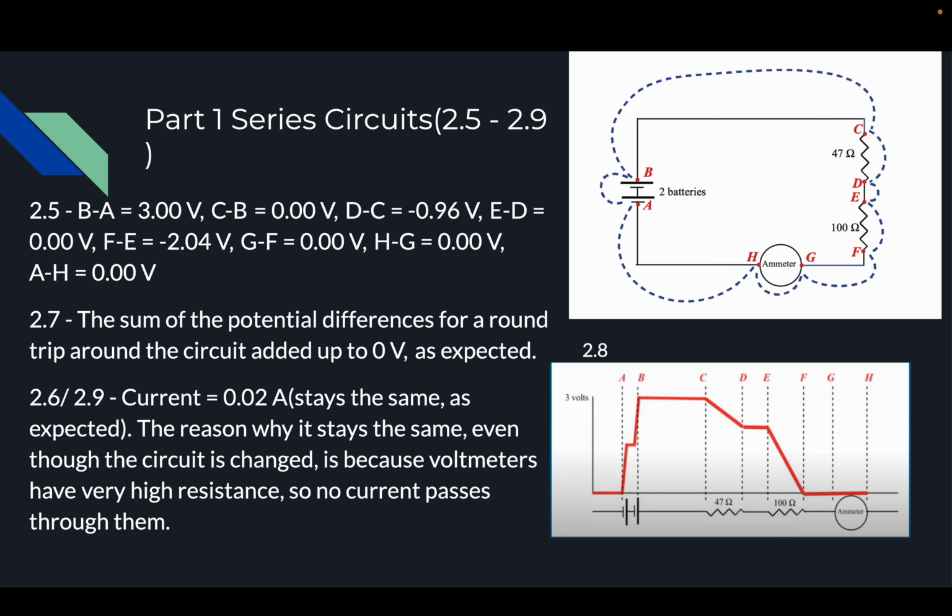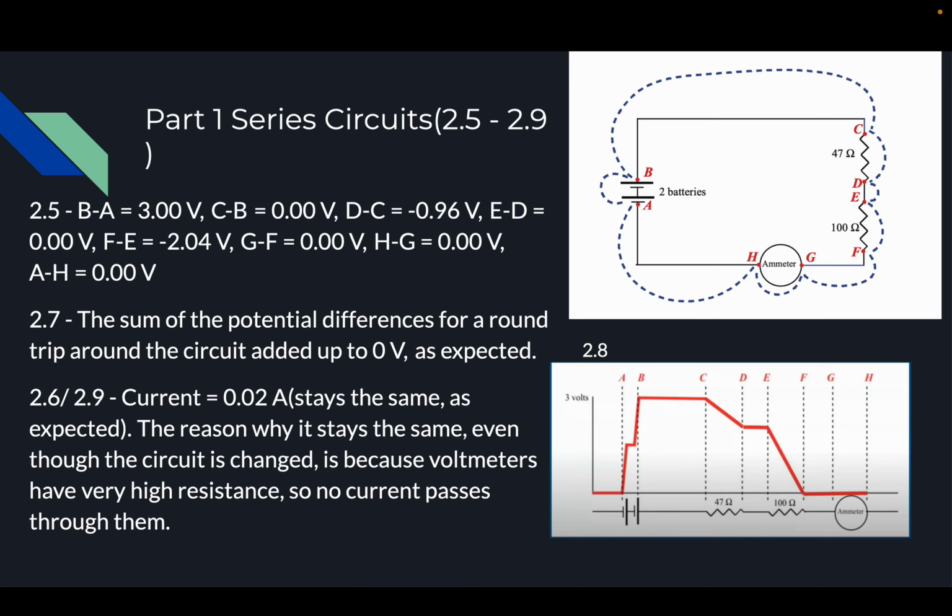So continuing on, calculating the potential difference at each of these points, so B minus A, C minus B, and so on. We did that with the circuit builder, and this is what I got. B minus A is 3 volts, and then all these here, D minus C is negative 0.96, F minus C is negative 0.204. So if you add them all up, you get net potential difference as 0, which is expected.